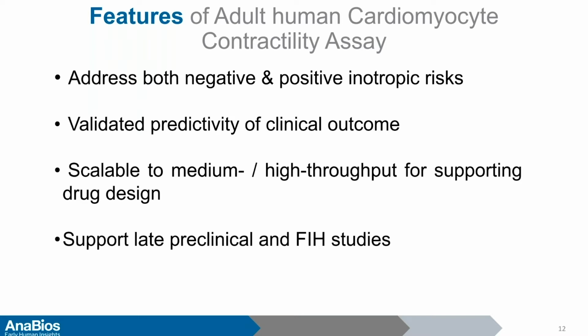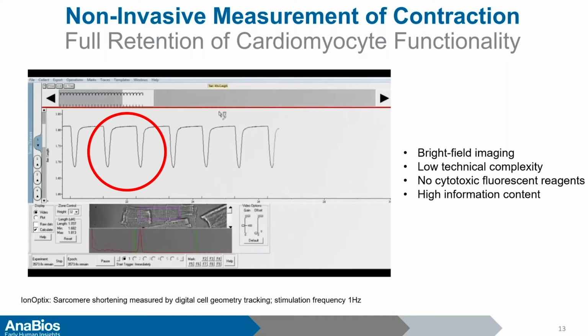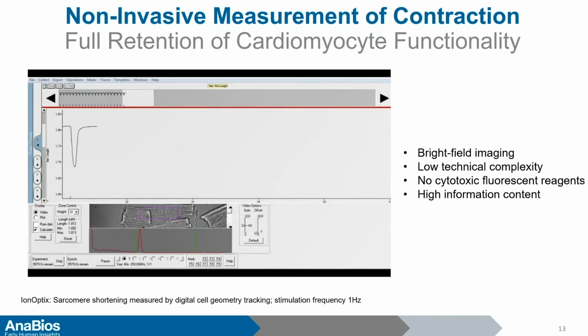It has to have validated the predictivity of a clinical outcome, and it has to be scalable to medium-high throughput for supporting drug design. We have used non-invasive brightfield imaging to record sarcomere shortening as a marker for contractility in adult human primary cardiomyocytes.